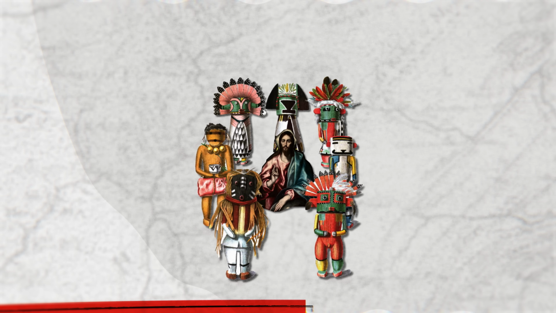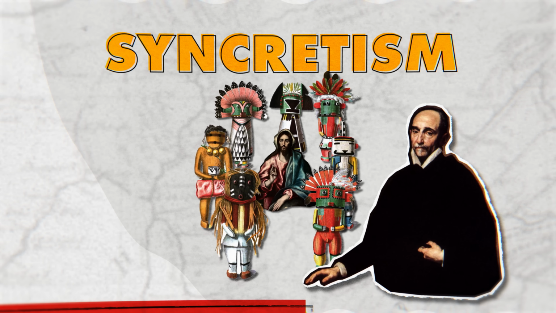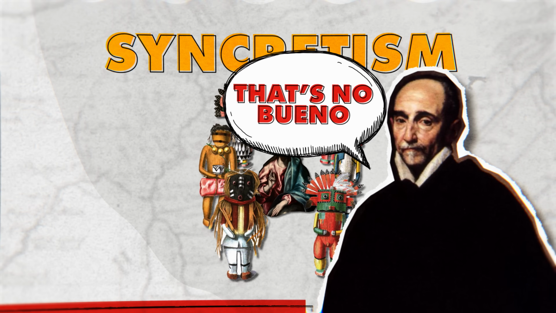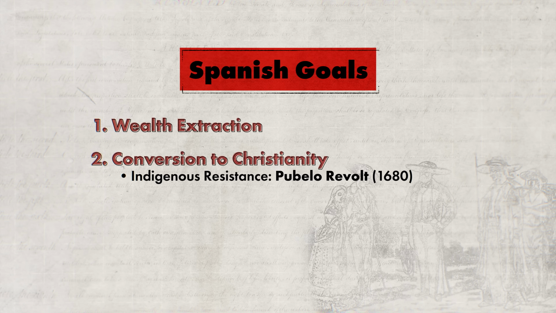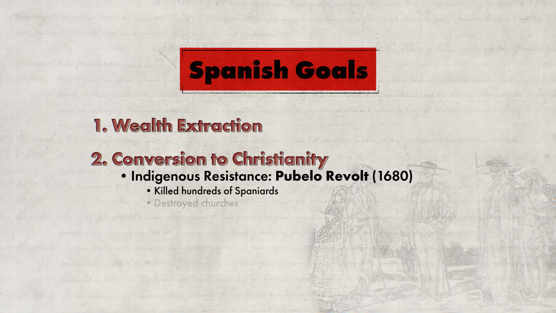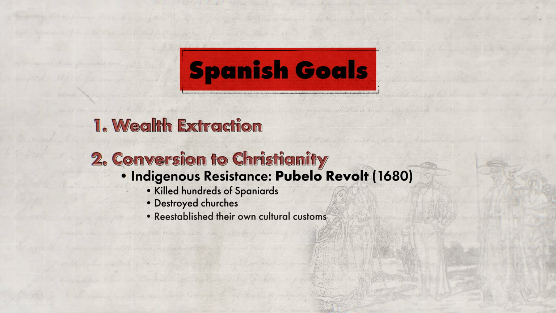And that, dear pupil, is what we call syncretism. But the Spanish priests were all like, that's no bueno. And they responded by trying to suppress and destroy Pueblo beliefs and cultural traditions. Now, eventually, the Pueblo got real tired of this coercion and rebelled after the Spanish killed several of their medicine men. They killed hundreds of Spaniards and destroyed every church in the area and reestablished their own cultural customs.